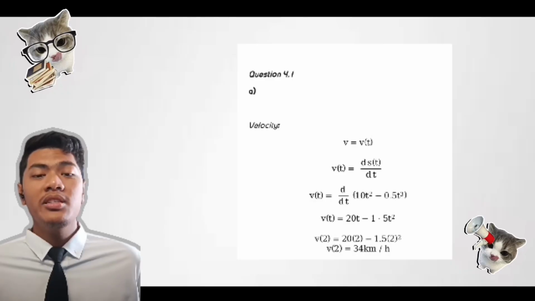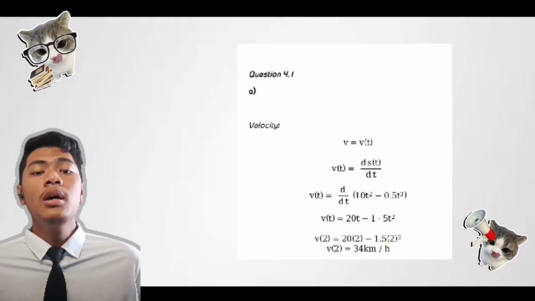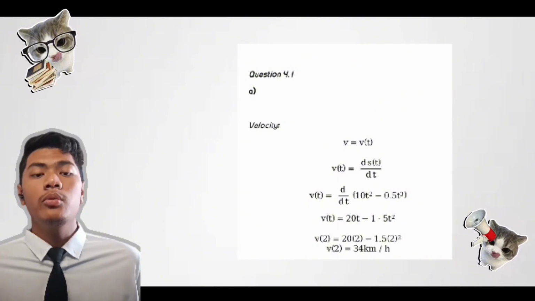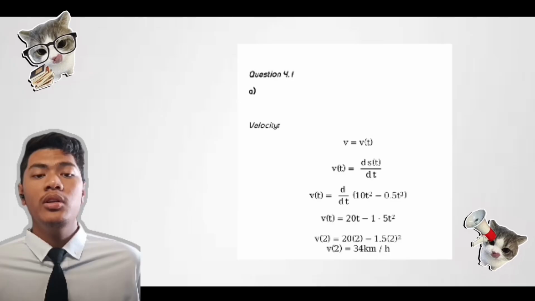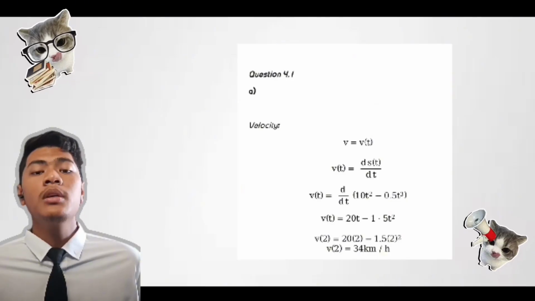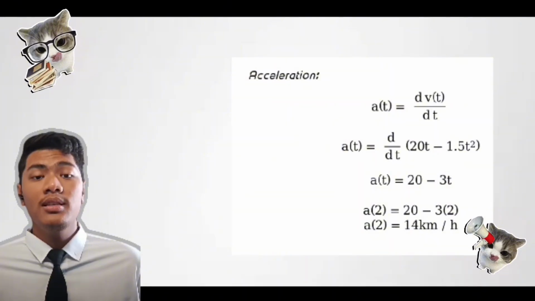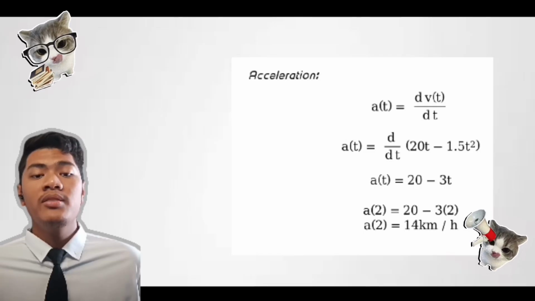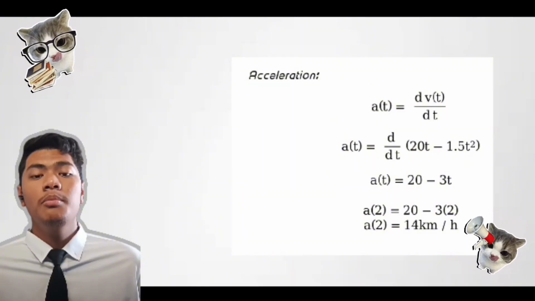The equation was digitally typed and differentiation was performed, resulting in V(t) equals 20t minus 1.5t squared. By substituting t equal to 2 into the equation, the velocity obtained is 34 km per hour. Next, to find acceleration, we differentiate the velocity function V(t) equals 20t minus 1.5t squared with respect to time. This gives the acceleration function. By substituting t equals 2 into the acceleration equation, the acceleration obtained is 40 km per hour squared.